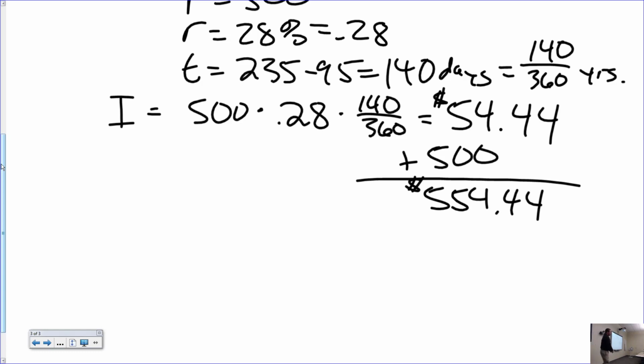Okay? So, in other words, be able to read a Julian calendar and understand what you use it for. It's just there to figure out how many days there are between dates. Now, this one was nice because the dates I gave you were both in the same year.